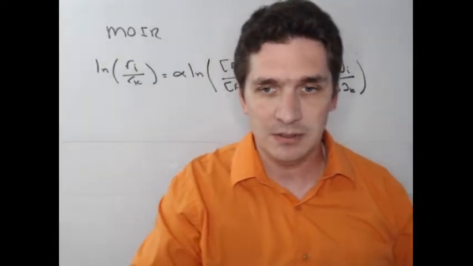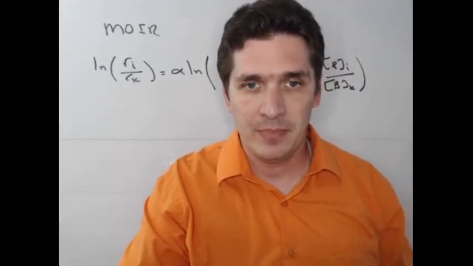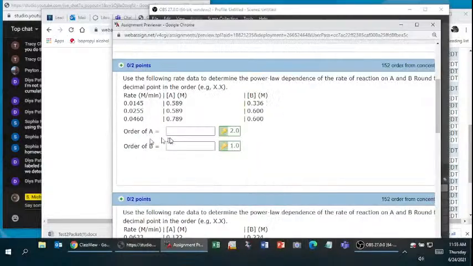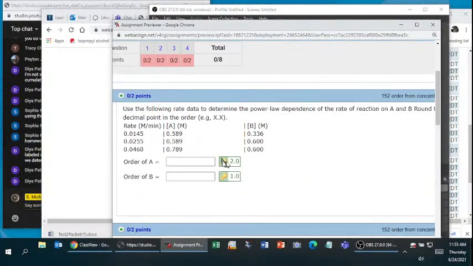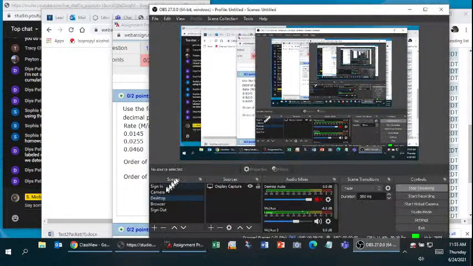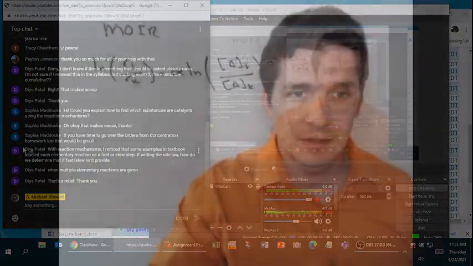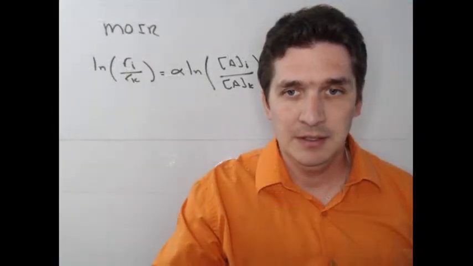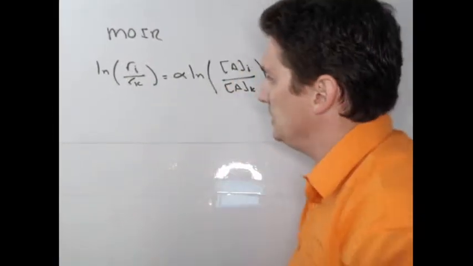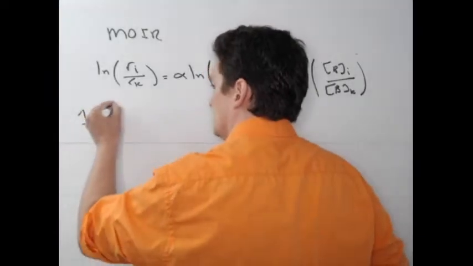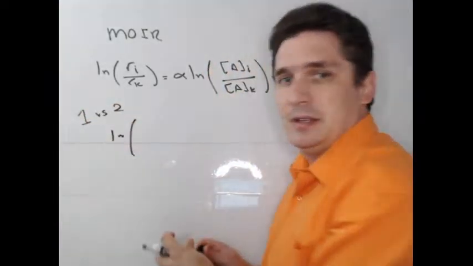So if we go to the homework, we can work with this first problem here. It tells you automatically it's orders 2 and 1. So we've got rates 1, 2, and 3. Concentration of A stays constant between run 1 and run 2. B stays constant between run 2 and run 3. So let's compare run 1 versus 2.